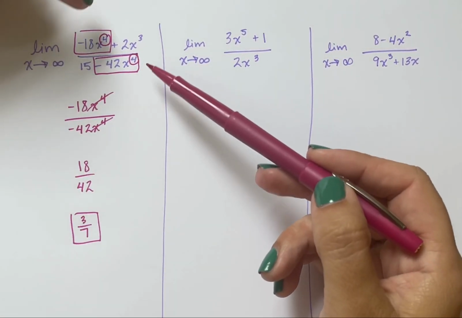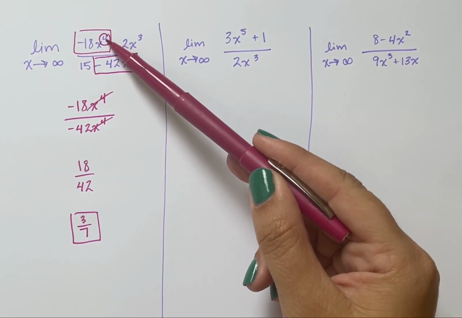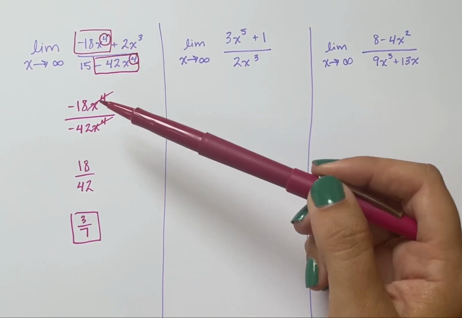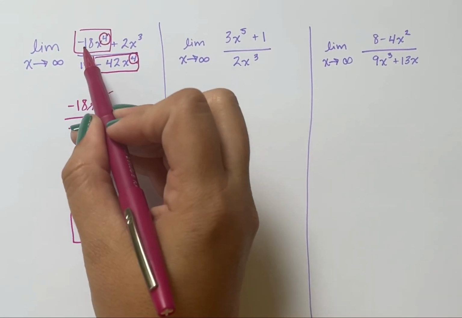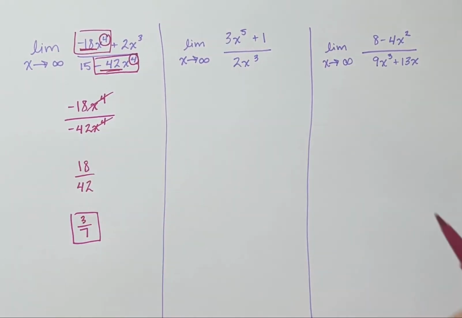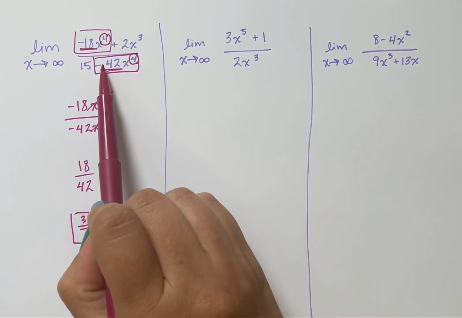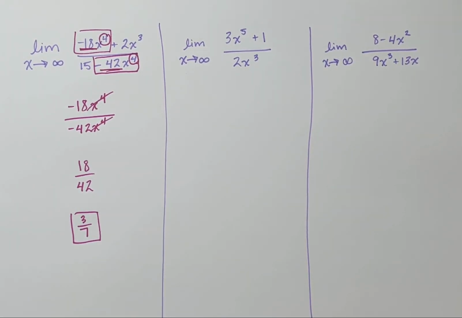So in this instance where we have the same degree in the numerator and the denominator, we're actually just dividing the leading coefficients of those terms. Be careful not to lose any negative signs.